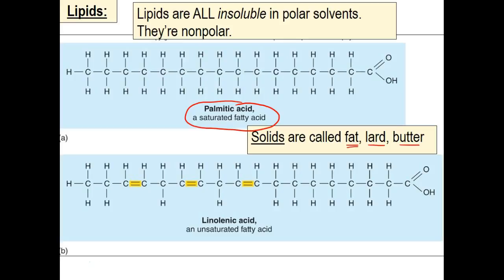Fat, lard, butter. They're called saturated because every carbon is saturated with hydrogens. All of the carbons are singly bonded to one another. So realize that a fatty acid is a very long chain of hydrocarbons with an acid group at the end.